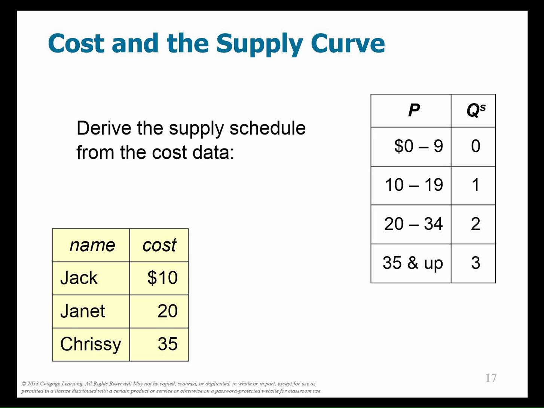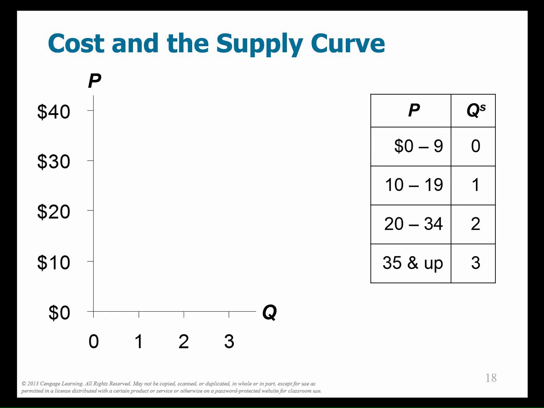Okay, so now we have a supply schedule for these 3 individuals. And if we go ahead and graph it, it's going to look something like a supply curve. Okay, but in the same fashion, it's bumpy because we have a very few number of buyers and sellers. Okay, so here's this portion from price 0 to 9, nobody supplies.